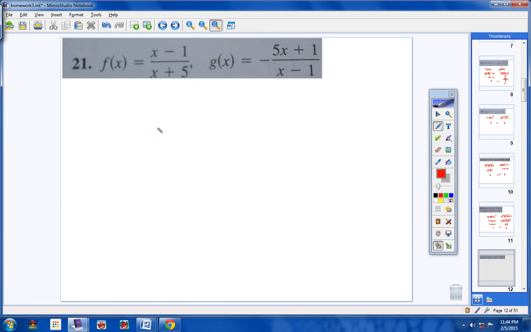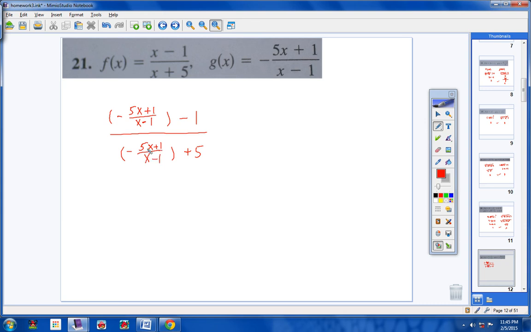Alright, now. Okay, let's do f of g of x. So take your f function. Everywhere there's an x, put a parentheses. Now pick up your g function and put it inside the parentheses. So negative 5x plus 1 over x minus 1. Now, let's pause and think how we can simplify this.